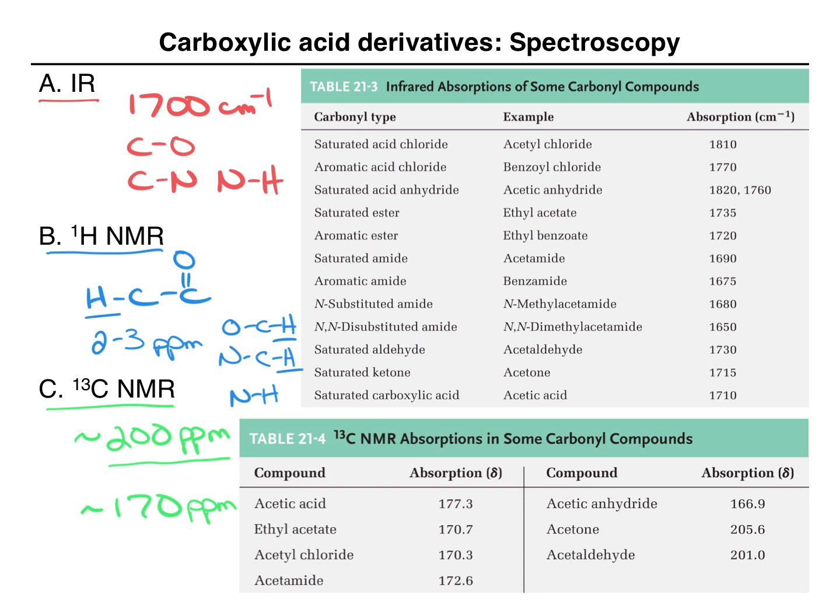In C13 NMR, you also want to be on the lookout for the other carbons of the carboxylic acid derivatives, such as the carbon next to the oxygen in an ester, or the carbon next to the nitrogen in an amide. Now that we've reviewed some basics, let's take a look at a couple of examples.